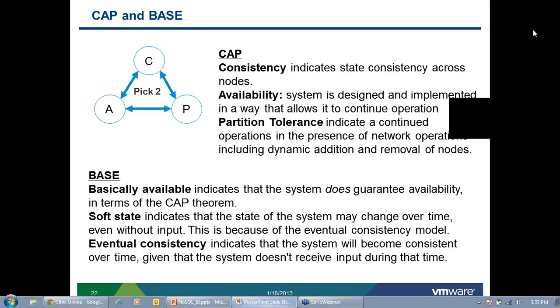The theorem says that basically available indicates that the system does guarantee availability in terms of CAP. The availability in CAP is applicable in the basically available. And soft state indicates that the system state may change over time, even without an input. This means, for example, if the data is replicated and you modify one of the values in one of the nodes, the data in the other node, the replicated data, gets modified after a certain amount of time. This also indicates eventual consistency, so that consistency will be arrived at over a period of time, because replication takes time.